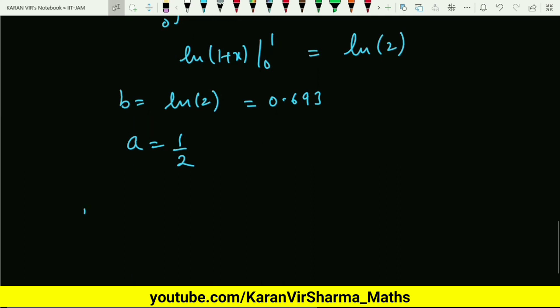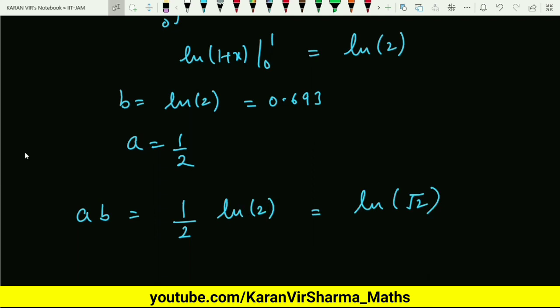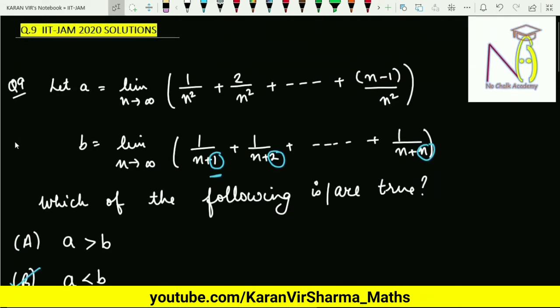Now just multiply A into B. What was your A? This was 1/2, and what is your B? Natural log 2. Using the property of logs, you can send this number to the power. So this will come out to be this, and hence the third option is also correct for this question.